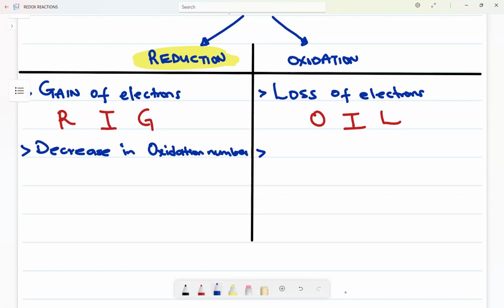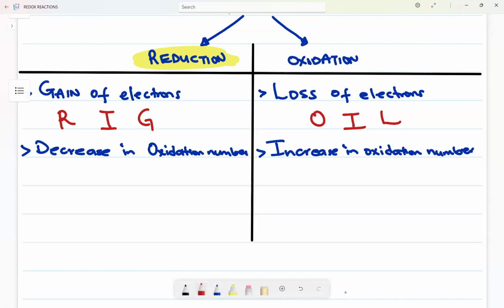Oxidation, can you see it supports the word oxidation number? So this is an increase in oxidation number, guys. This is in terms of electron transfer. Okay, this is in terms of electron transfer.